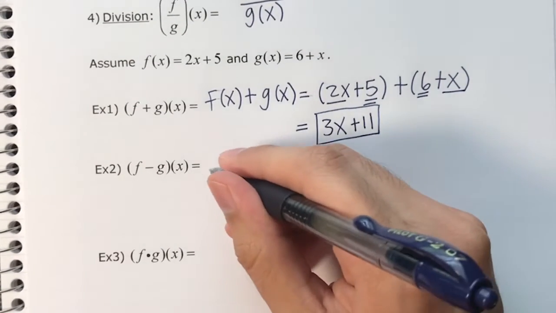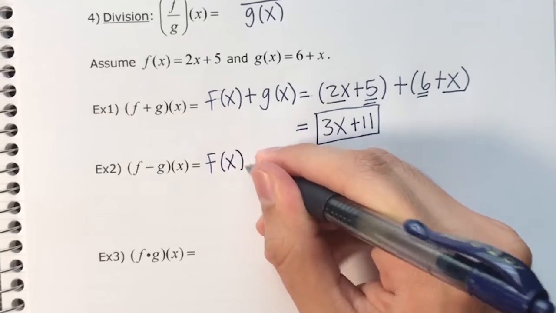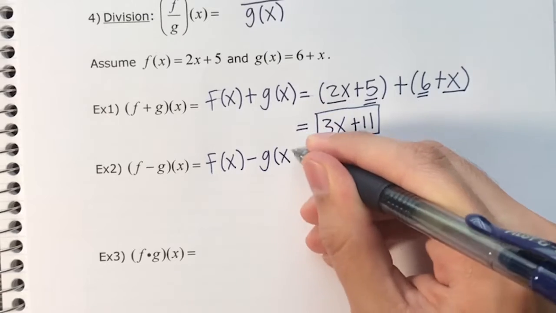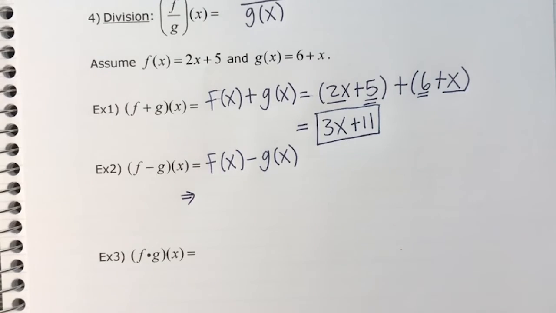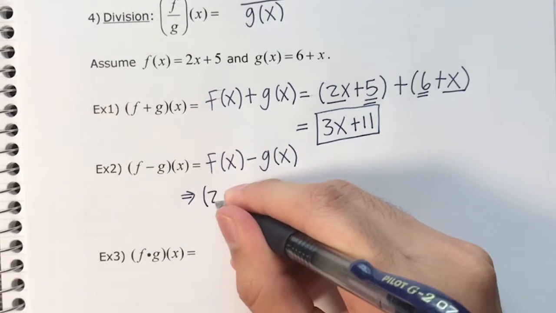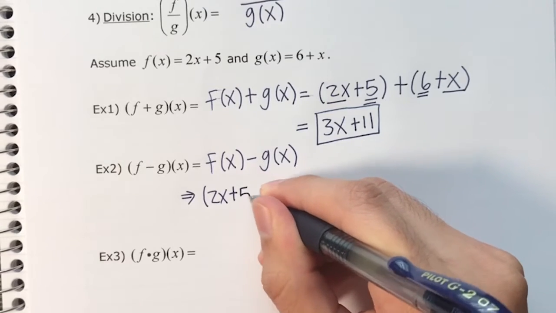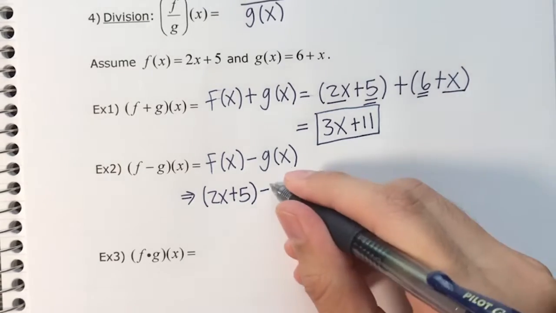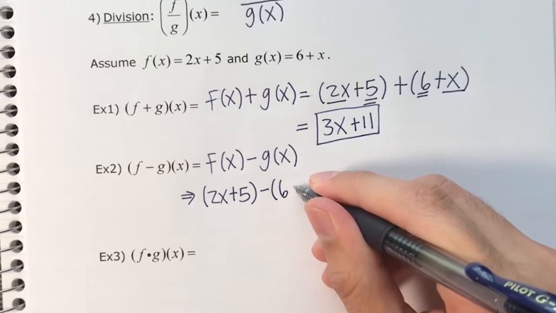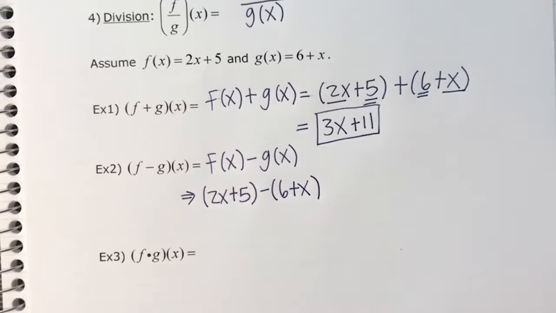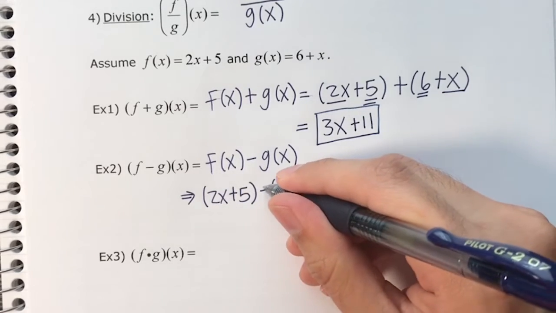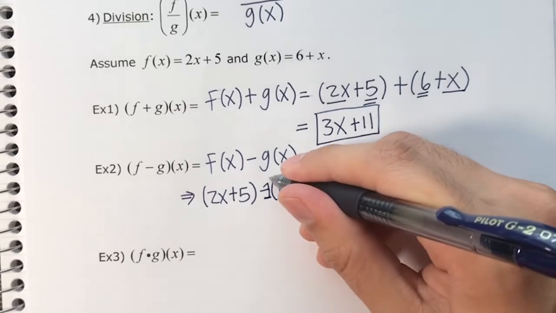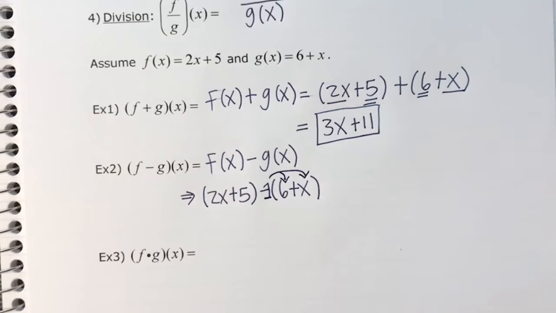Let's write down the formula. F of x minus g of x. What is f of x? F of x is parenthesis 2x plus 5. What is g of x? 6 plus x. Okay, now what do we have to do? We have to distribute this negative to the 6 and to the x. Specifically, a -1, which I can add there, and let's distribute to the 6 and to the x.